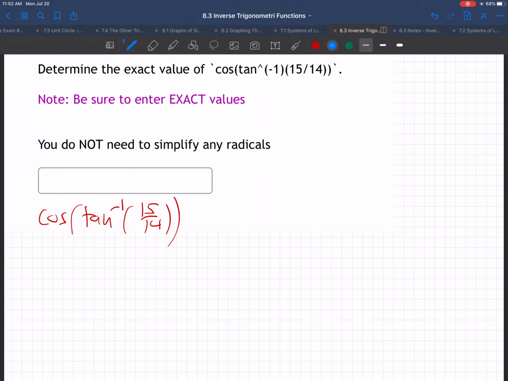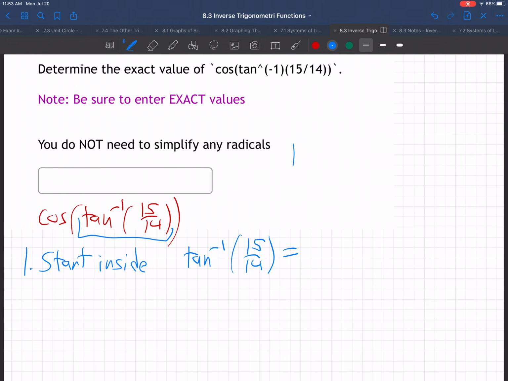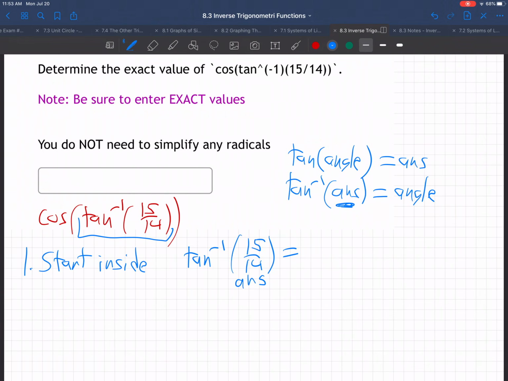So, step number one, we start with the inside. That says tan inverse of 15/14. Now that's got to be equal to what? Remember, for normal sine, cosine, or tangent, you plug in an angle and you get out an answer. For inverse tangent, you plug in an answer and you get out an angle. That's what all inverse functions do, not just trig functions. They reverse the inputs and outputs. So 15/14 is an answer because it's inside of an inverse trig function, so the result must equal an angle.